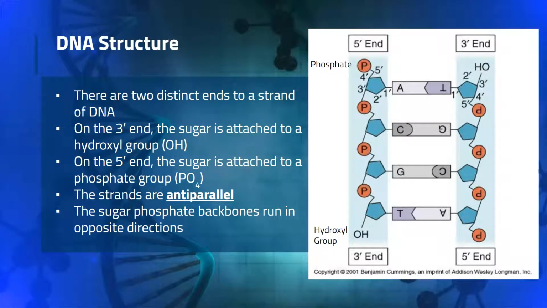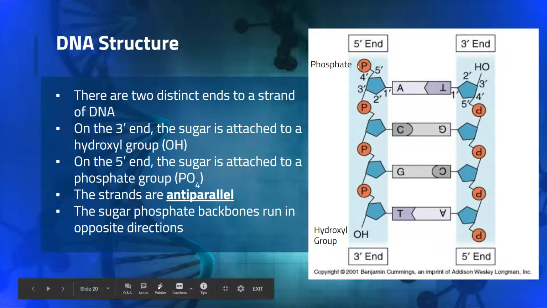DNA does have two distinct ends of each strand. So there is an end that has a phosphate on it right up here. Remember, it's alternating phosphates and sugars. So there is an end that has a phosphate sticking off, and then there is an end that has a hydroxyl group sticking off. The hydroxyl is just this little OH right here. We've looked at it before whenever we learned about dehydration synthesis and hydrolysis.